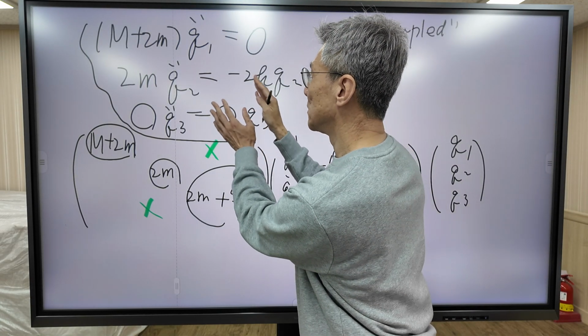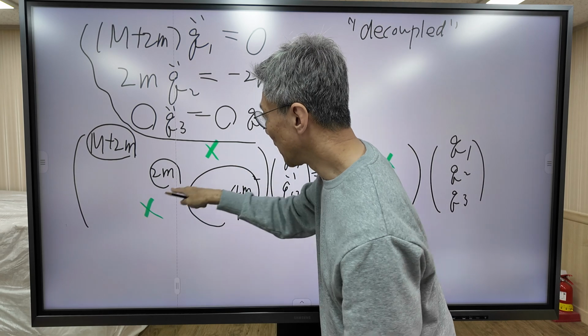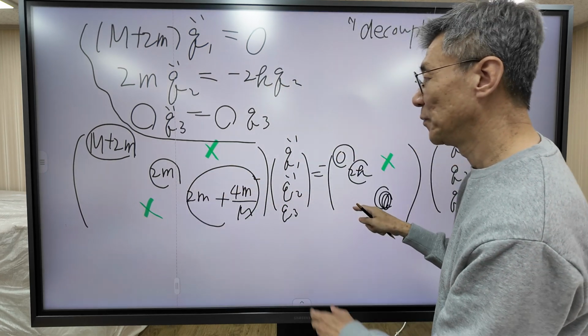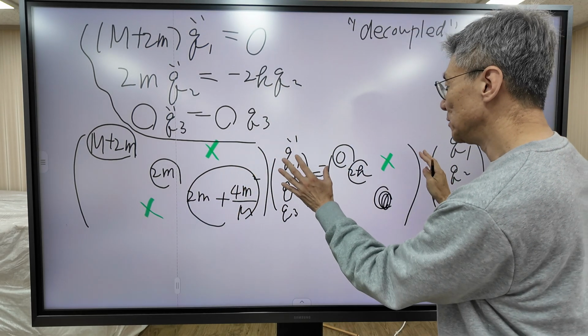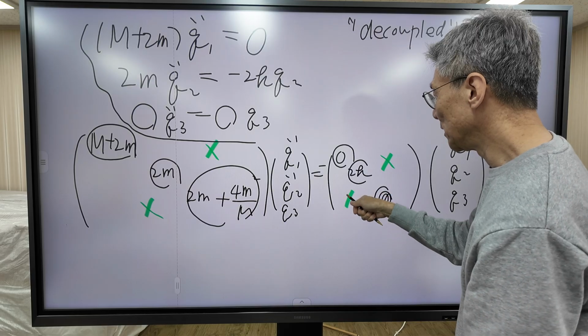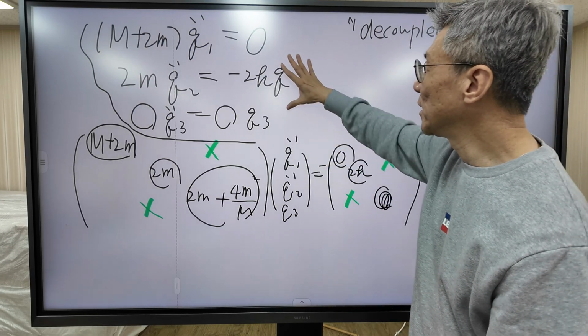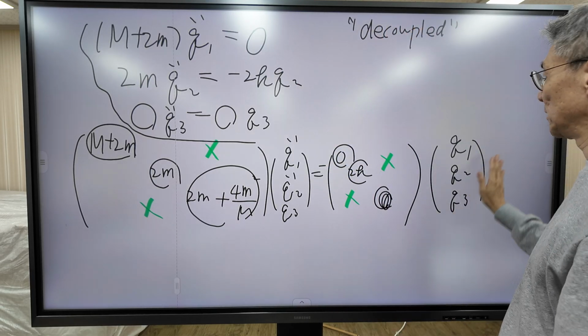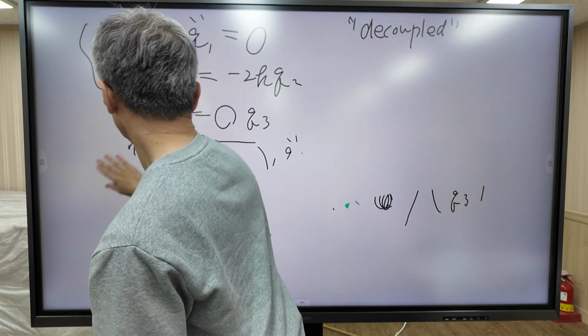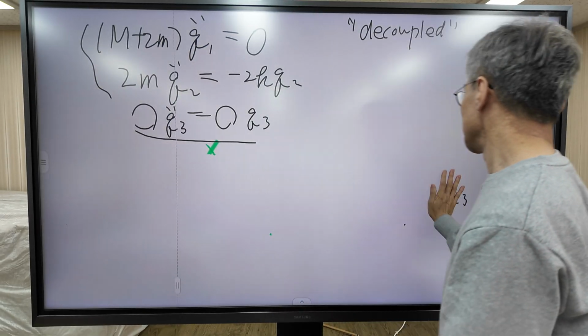How did we obtain this decoupled equation? Because off diagonal is 0. Because in both matrices, the off diagonal is 0. So the equation is decoupled. So now we can solve this equation.